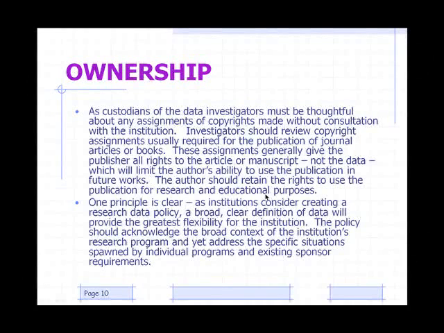I just signed a transfer of copyright agreement for an accepted paper today, and indeed this is stated within the publisher's documentation, recognizing this general need in our society. So one principle is clear: as institutions consider creating a research data policy, a broad, clear definition of data will provide the greatest flexibility for the institution. The policy should acknowledge the broad context of the institution's research program and yet address the specific situations spawned by individual programs and existing sponsor requirements.